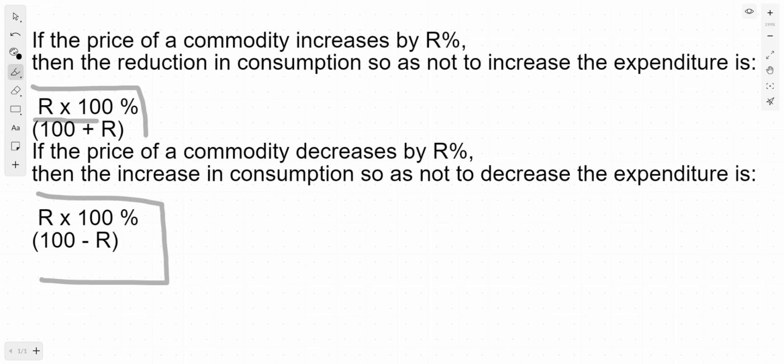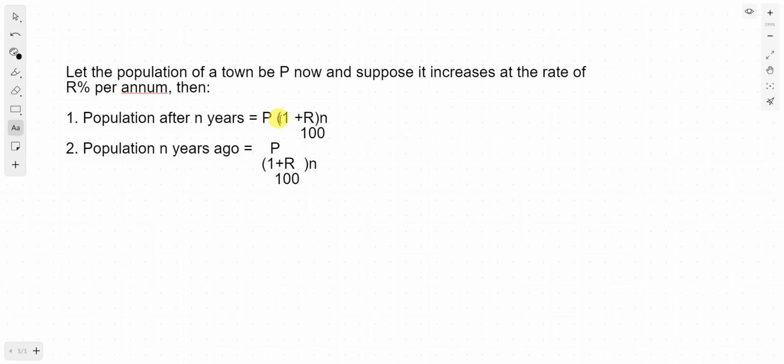The next type of questions is based on this: if the population at a time is p and it increases at a rate of R% per annum, then what will be the population after n years? The formula for that will be p into 1 plus R divided by 100, to the power n. Here R is the rate percent, p is the population and n is the years. And the population n years ago will be p divided by 1 plus R upon 100, to the power n.